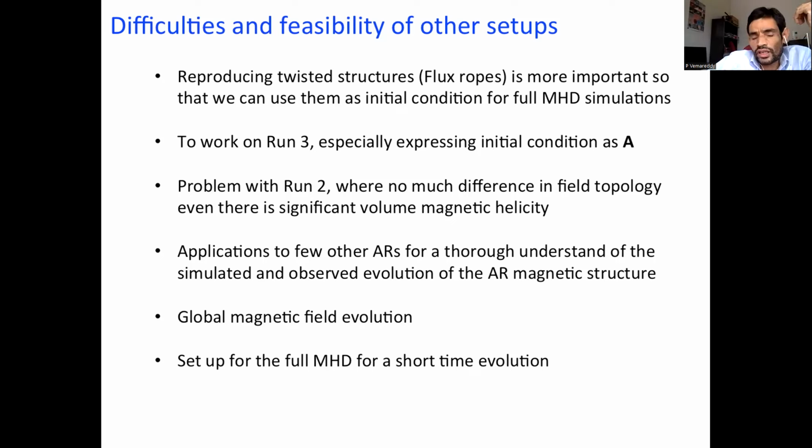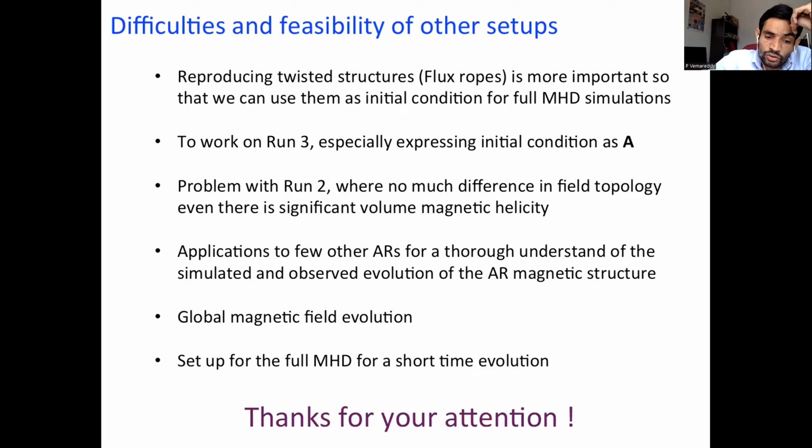In that case we need to use Carrington maps. Given all these things, we can also work on the full MHD setup, taking this vector potential run as initial condition and using full MHD to study the dynamical evolution during a flare or CME, including the reconnection and the particle heating. All these things we can do. So that's all I can present.